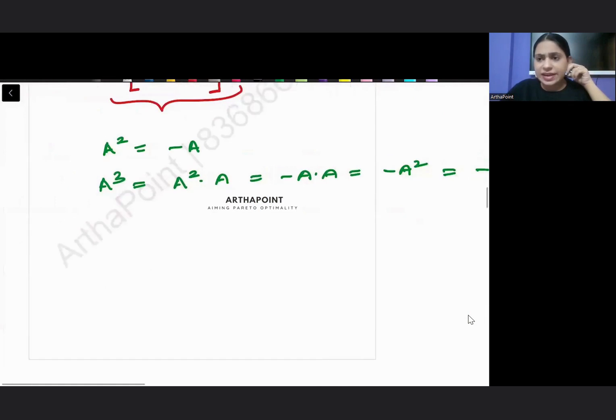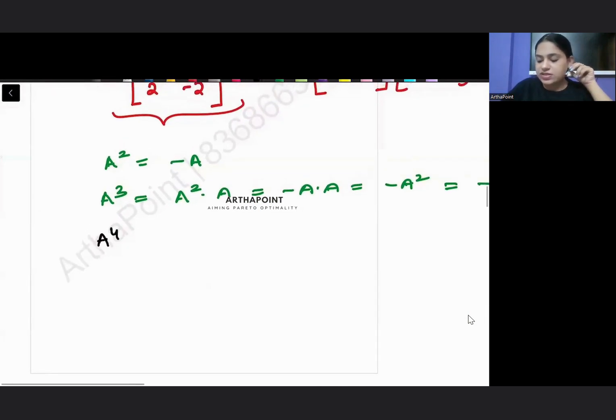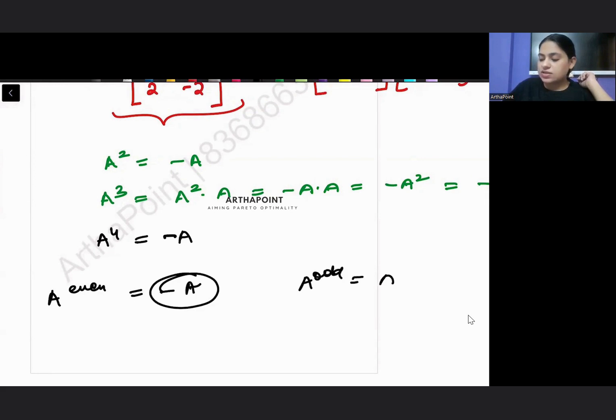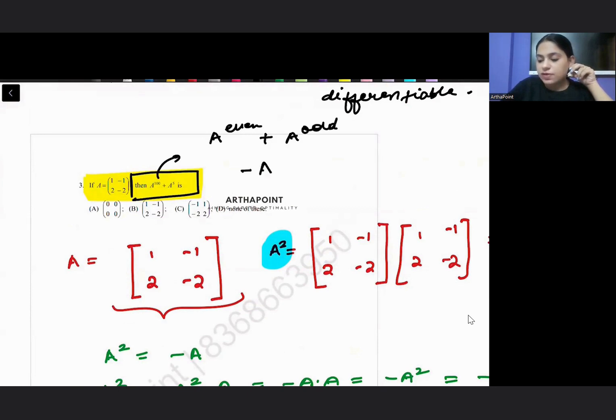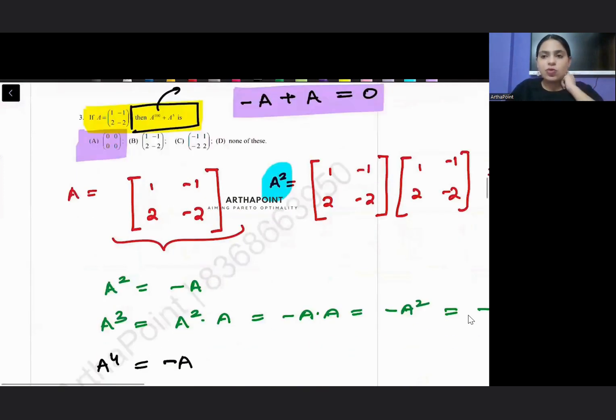You can go ahead and find a to the power 4 also to verify this pattern. It will come out as minus a. So you will see that whenever it is even power, you will get the answer as minus a, and whenever it is odd power, you will get the answer as a. So what we can do in this case is that this is a to the power even power plus a to the power odd power. So even power will give you minus a and odd power will give you a. So the answer to this question will be 0. So the correct answer is 0.